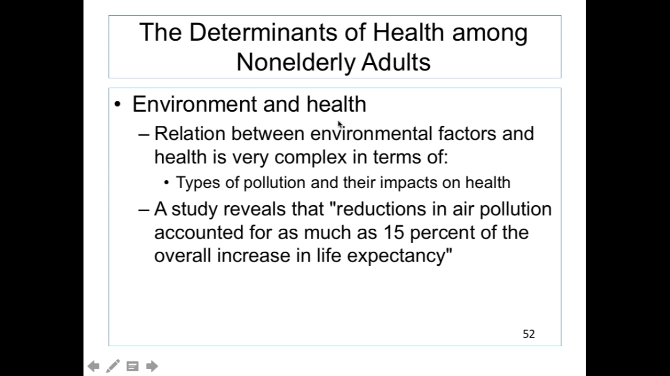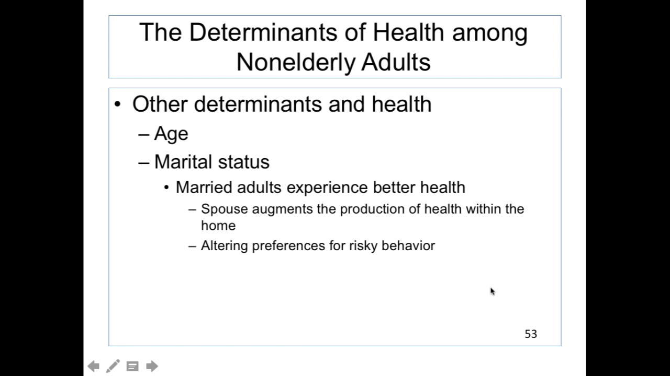The relation between environmental factors and health is very complex, specifically air pollution and water pollution and their impact on health. But some studies show the reduction in air pollution accounted for as much as 15% of the overall increase in life expectancy. And then we have other determinants such as age and marital status; statistically, studies say that married adults experience better health.